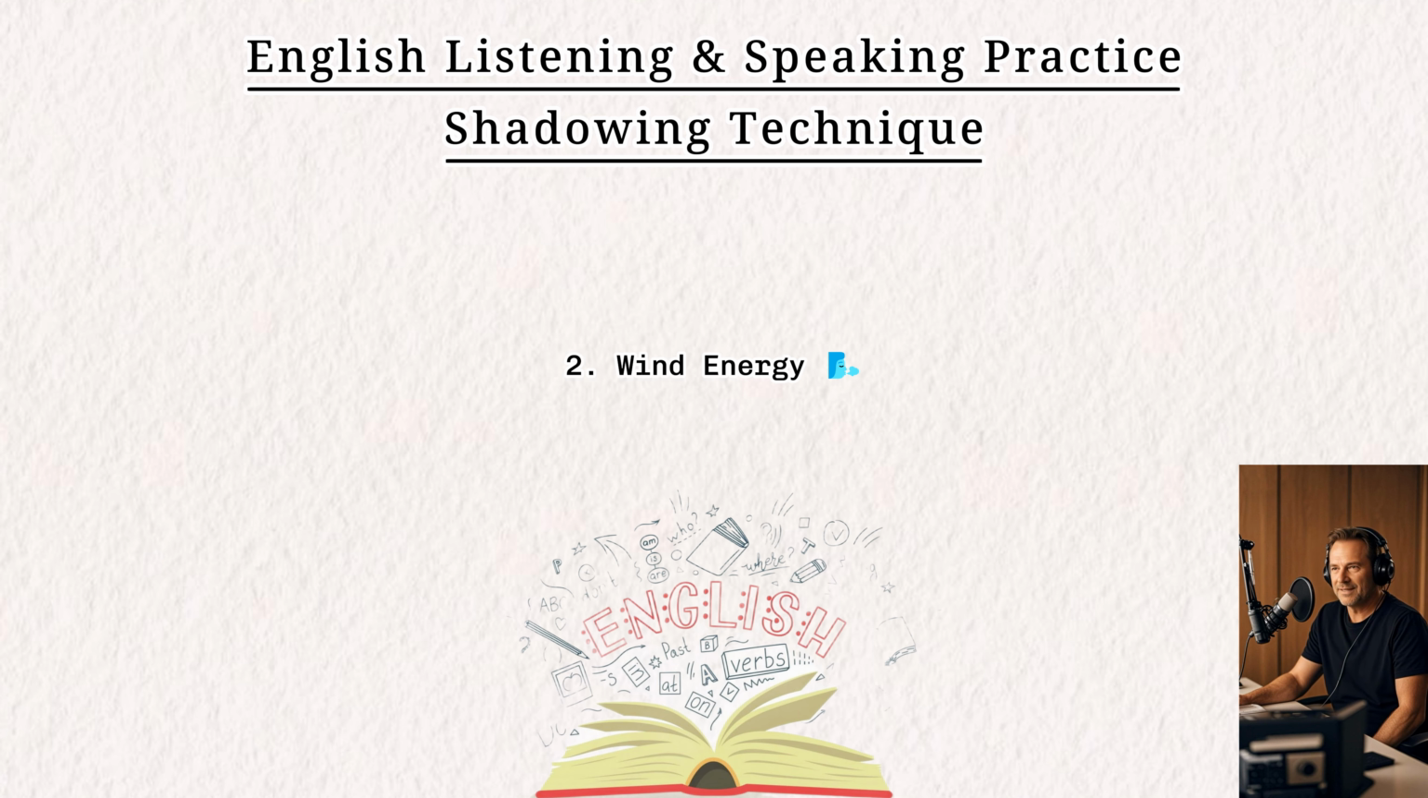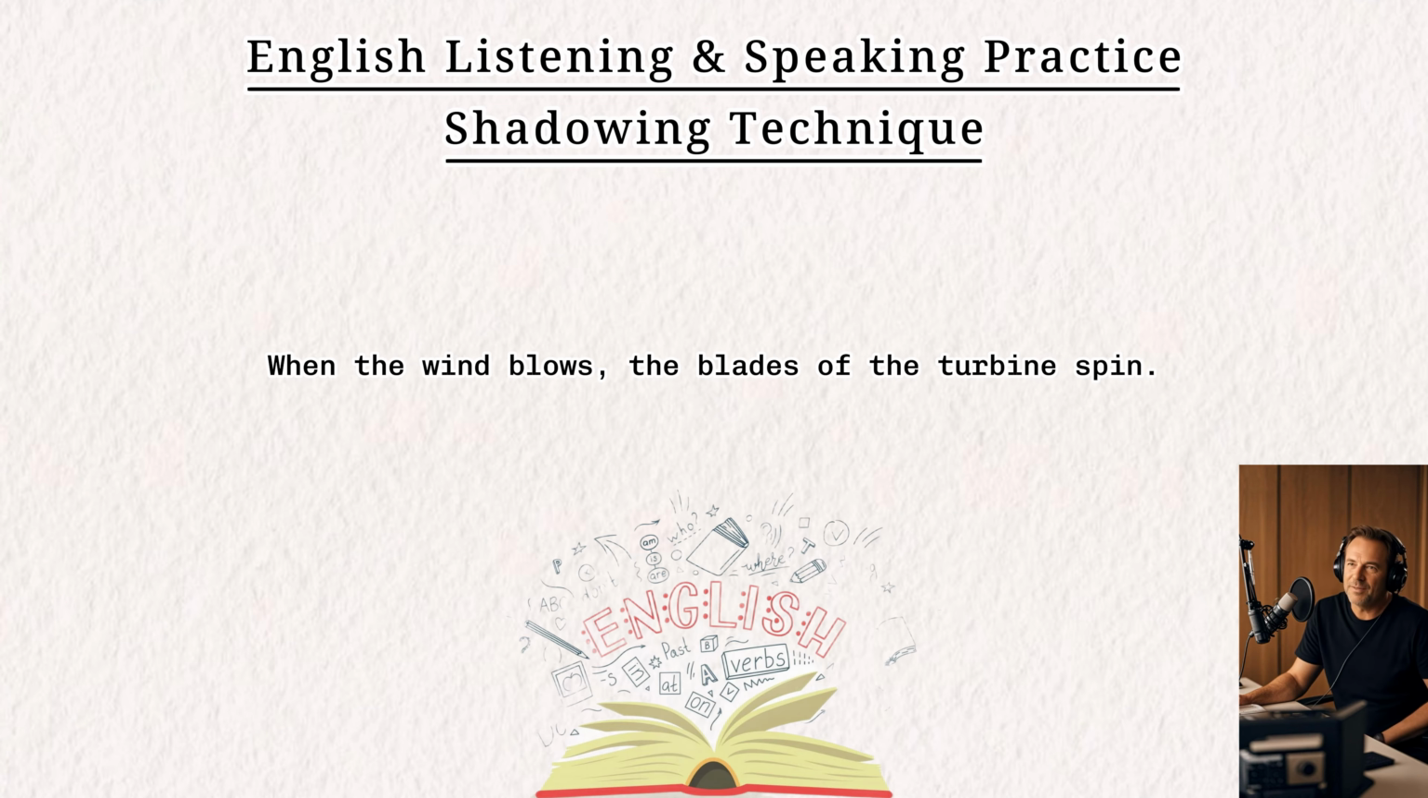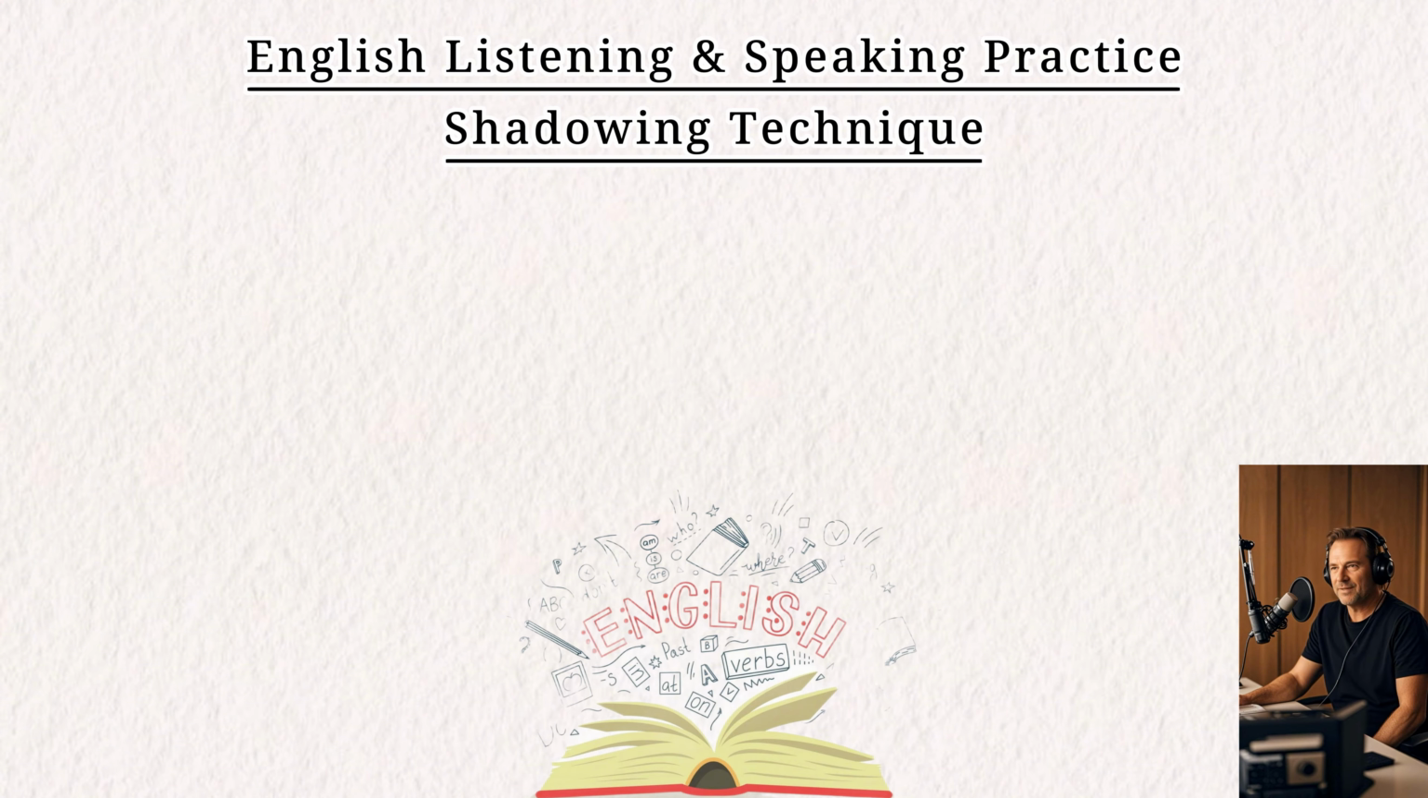2. Wind energy. Wind energy comes from the movement of the air. We use wind turbines to turn the wind into electricity. When the wind blows, the blades of the turbine spin. This spinning motion creates power.